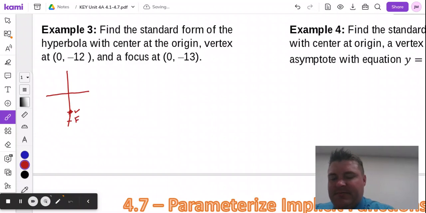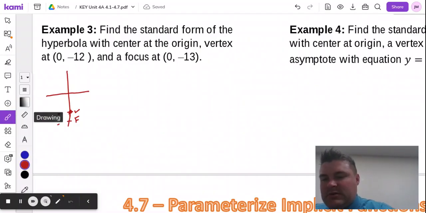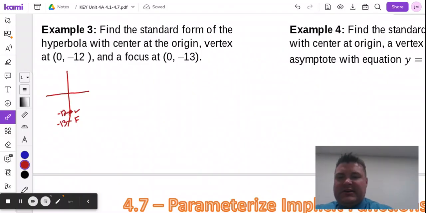And focus is down here at negative 13. So this is negative 12. So negative 12 is right there, and negative 13 is right here. What does it tell us? Well, since this is going up and down, this is a y squared.